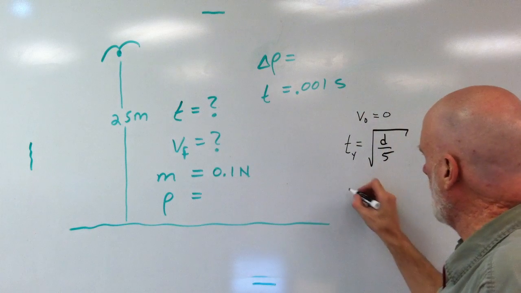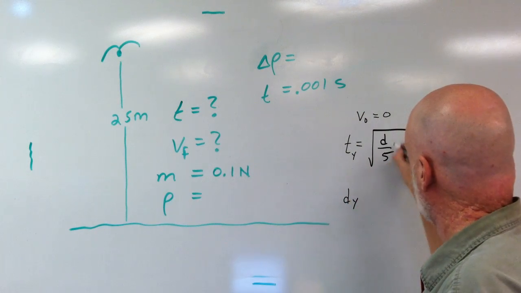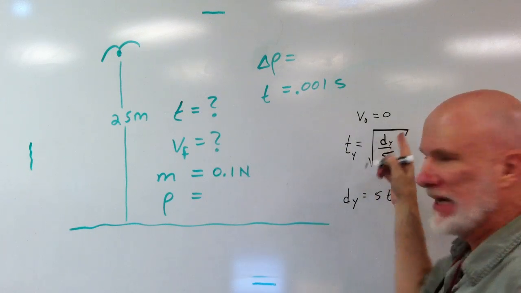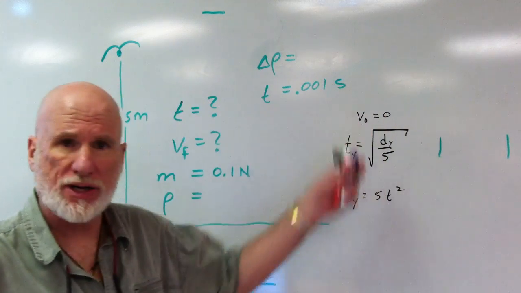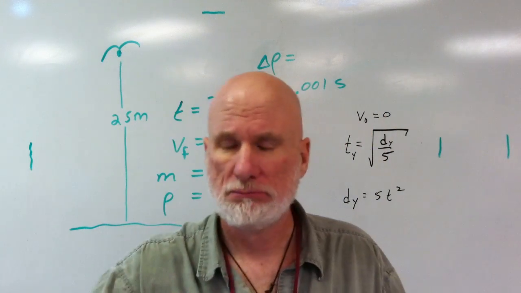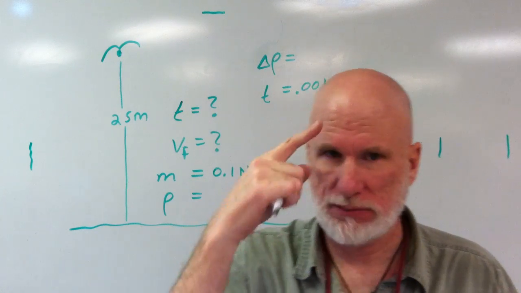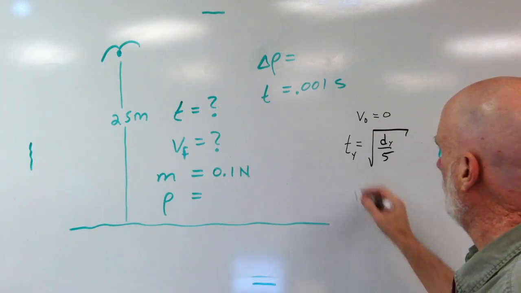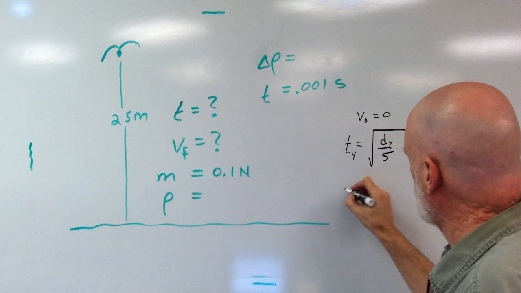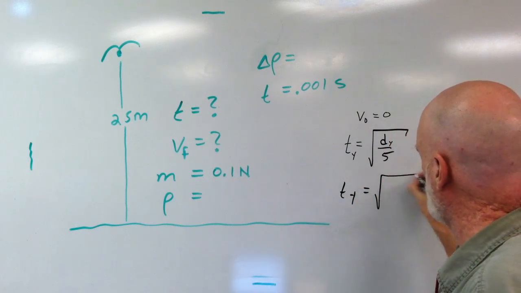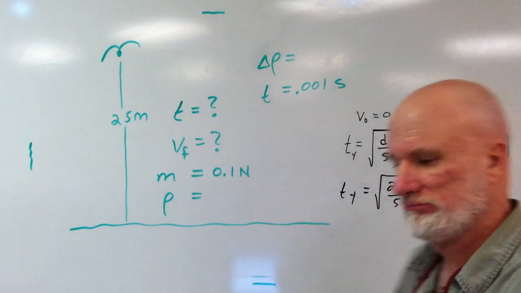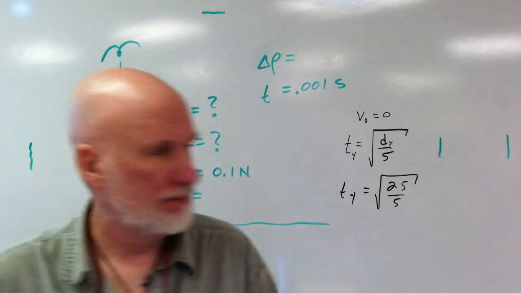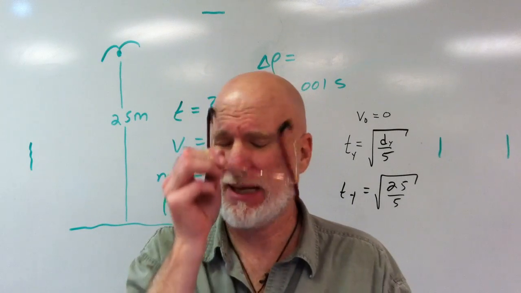Okay. And you have two equations. At V naught equals 0, these two equations work. V naught is 0, though. That's important. So we have 25 meters, so t_y equals the square root of 25 over 5. Easy. So the square root of 5. Okay, let's see what that is.